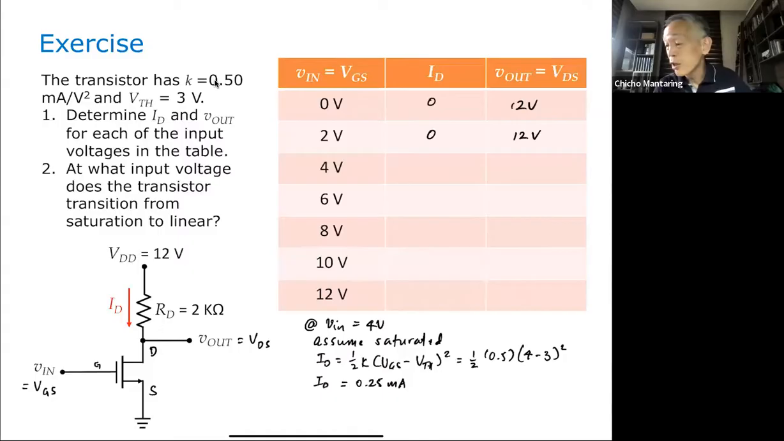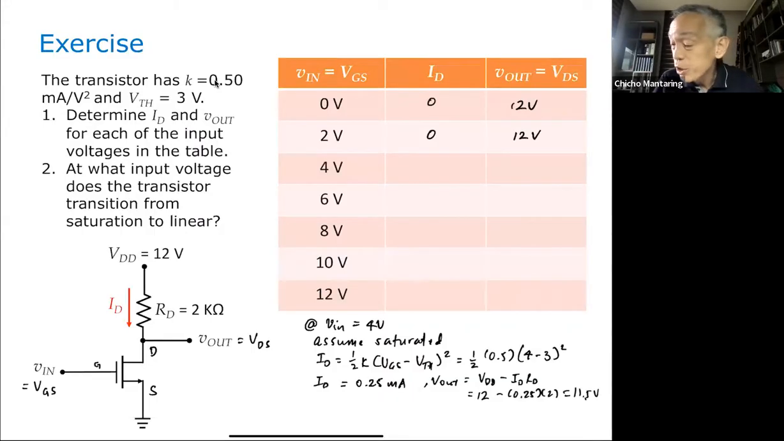Okay, how do we check our assumption? Okay, first, let's compute for VDS, no? VDS or Vout, no? Vout is equal to VDD minus ID times RD. Okay, minus ID times RD. What is this, no? This is going to be 12. VDD is 12 minus 0.25 times 2. No? Or this is 11.5 volts. 11.5 volts. Now we check the assumption.